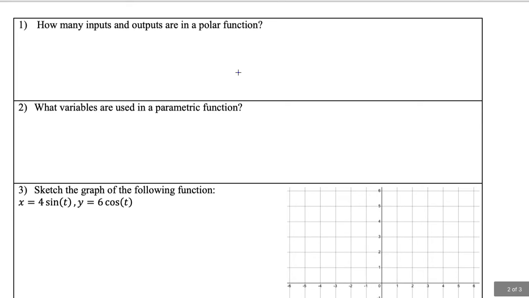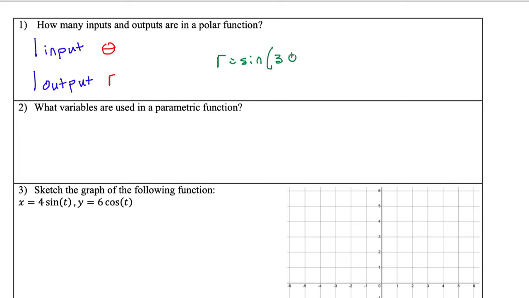First question, how many inputs and how many outputs are there in a polar function? So there's only one input, and that input is theta. So put theta here. And the output, there's only one output, and that output is r. Because remember, you'll have some sort of equation like r is equal to sine of, I don't know, 3 theta, and then you'll graph that.